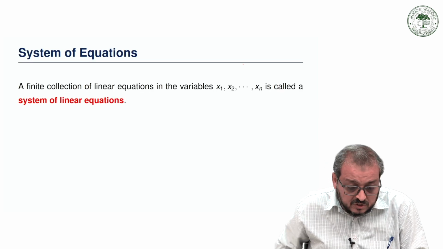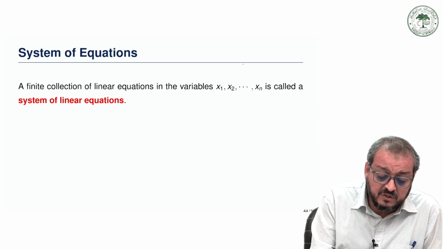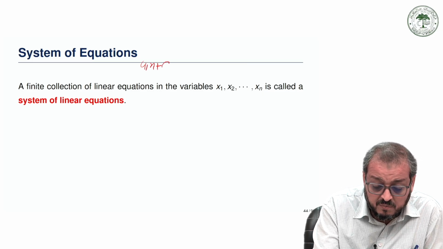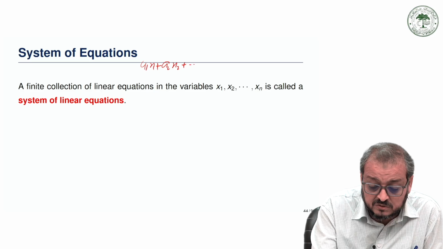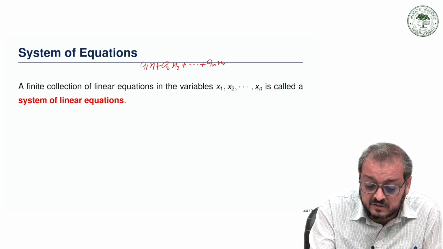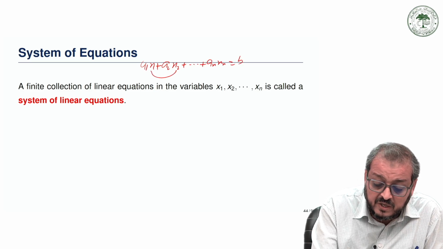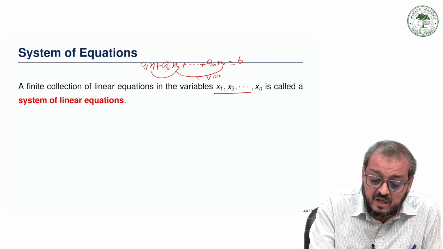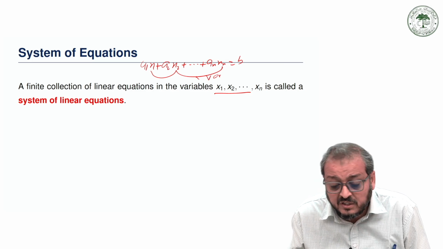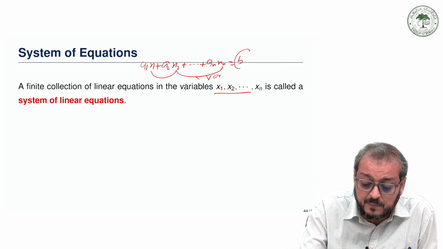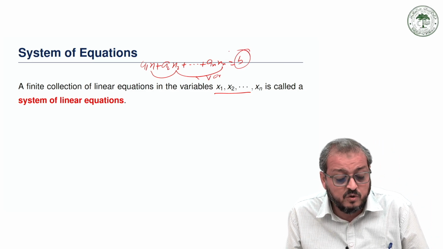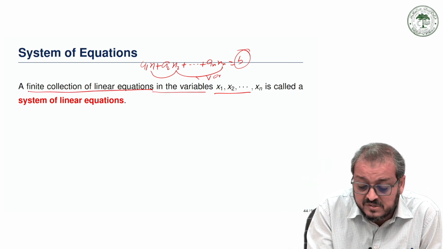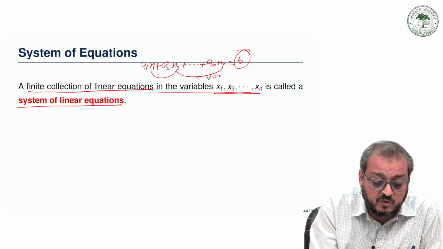A finite collection of linear equations. You know that a linear equation means a1 x1 plus a2 x2 plus so on plus an xn is equal to b, where x1, x2, xn are the variables, and a1, a2, an are the coefficients, which are real numbers, and b is some constant. So a finite collection of linear equations in variables x1, x2, x3 is called a system of linear equations.